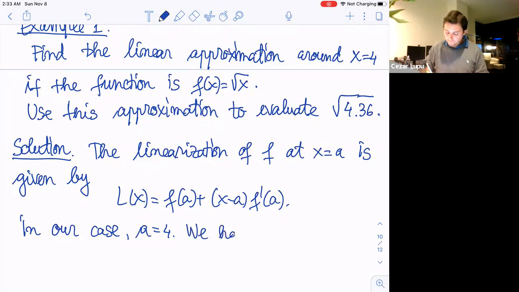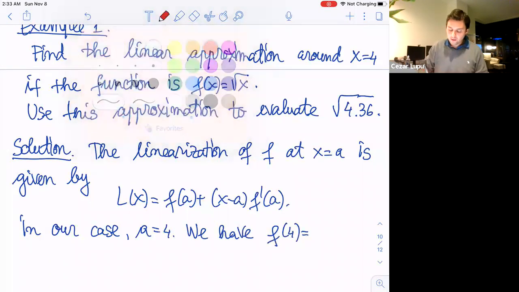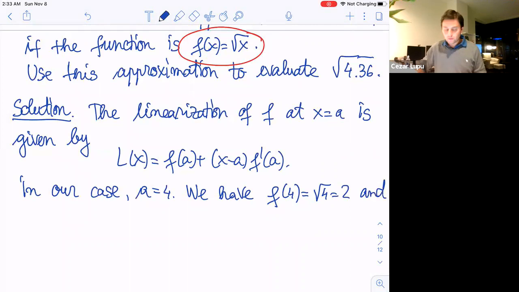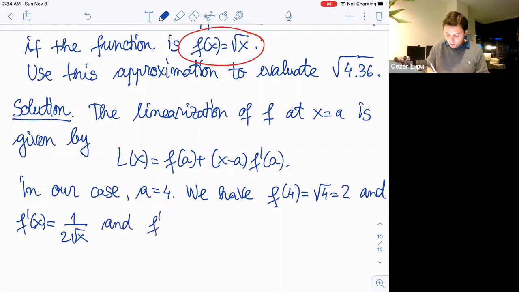So we have f of 4. Keep in mind that our function is the square root of x, so f of 4 will be the square root of 4, which is 2. We also have to compute the derivative, and we know that f prime of x is 1 over 2 square root of x, the derivative of the square root of x. And f prime of 4, plugging in x equals 4, will give us just 1 over 4.